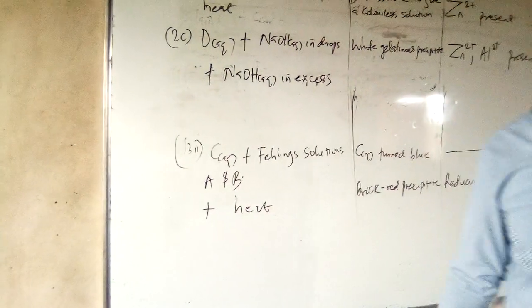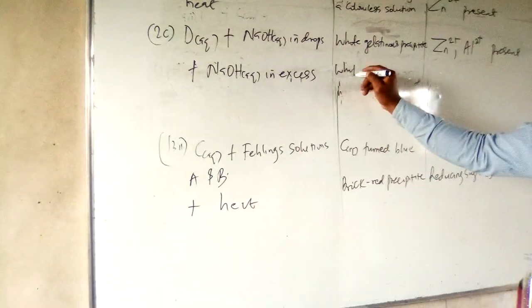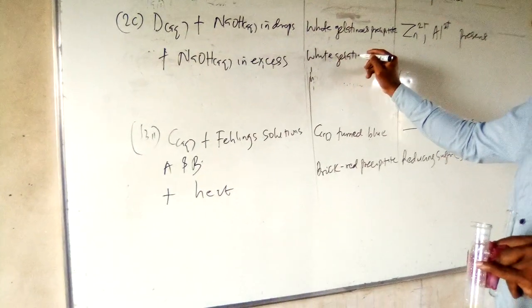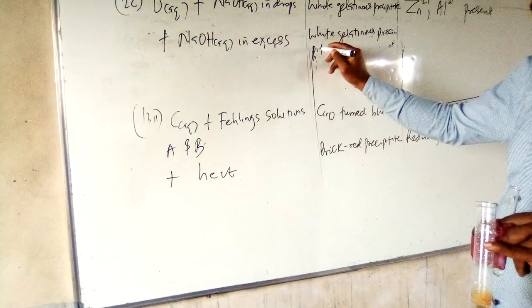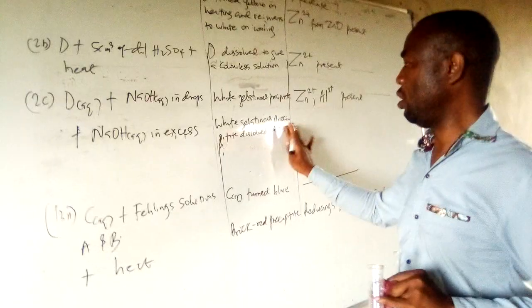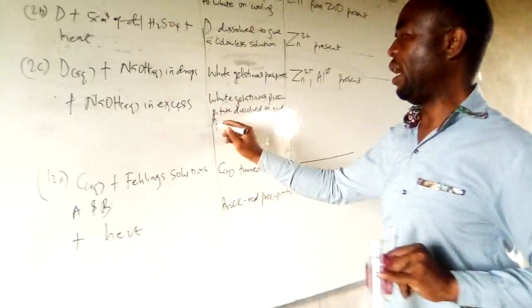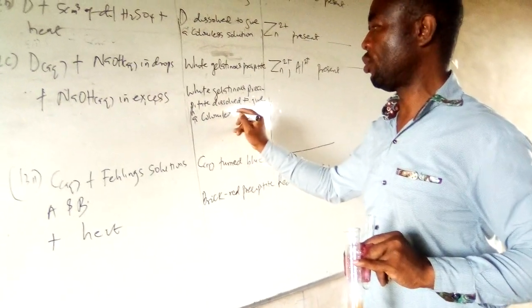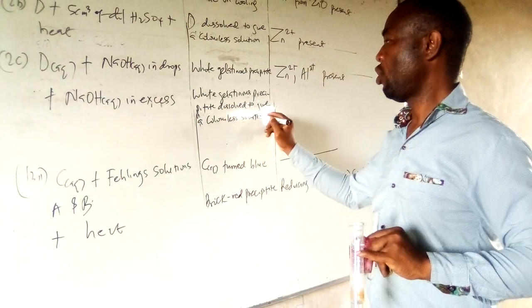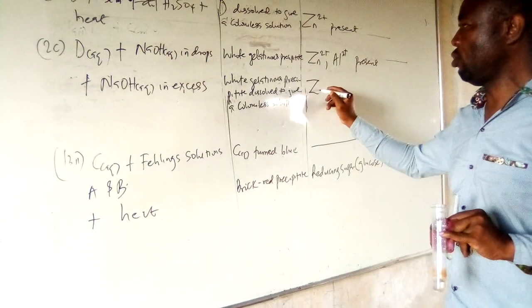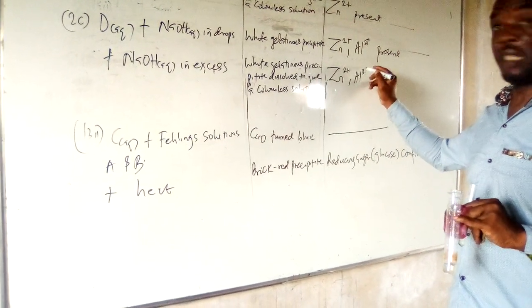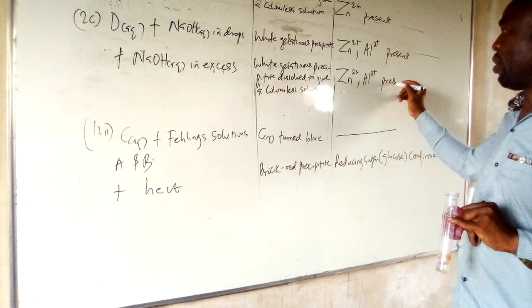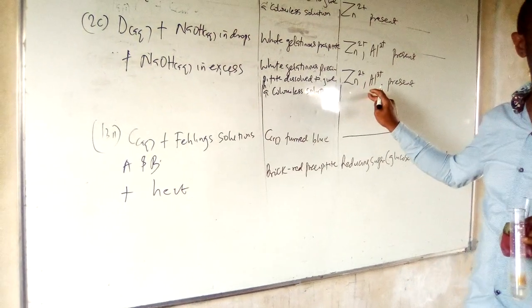There is plenty of it. Now write: white gelatinous precipitate dissolved to give a colorless solution. So now right here, zinc 2, is this zinc 2? Zinc and also aluminium, the two others will be present. You don't say confirm, because you are suspecting 2 ions present.